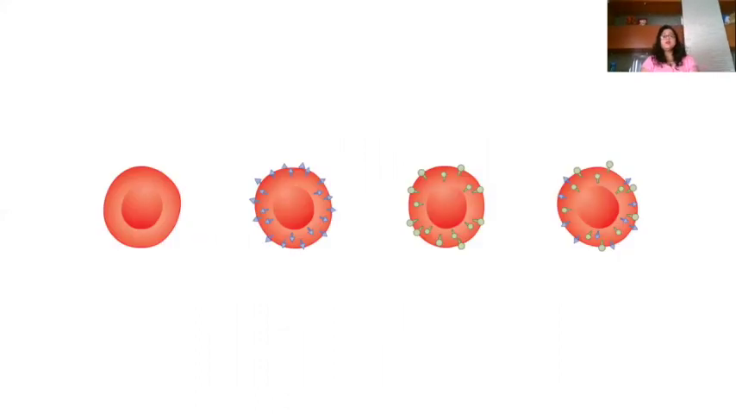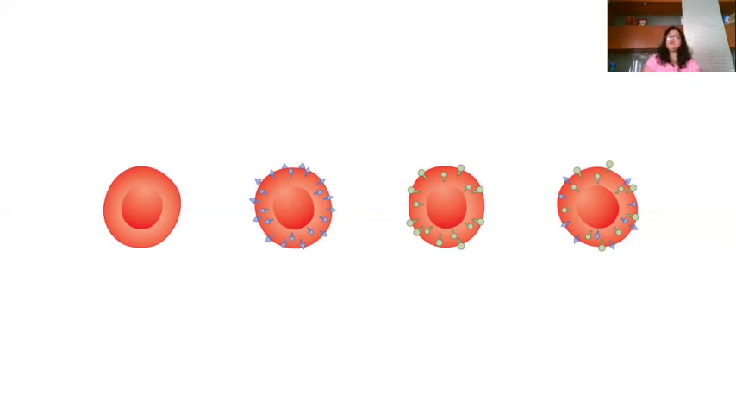The diagram shows four different RBCs. The surface of the first RBC does not have anything. The surface of the second RBC contains one type of antigen. We call it antigen A. The third image of RBC has a second type of antigen present on its surface, which we call antigen B. And the last one, the fourth one, has both types of antigens present, that is antigen A as well as antigen B.